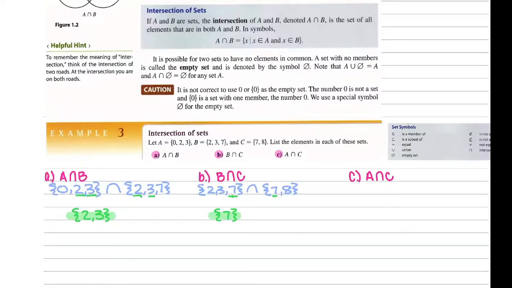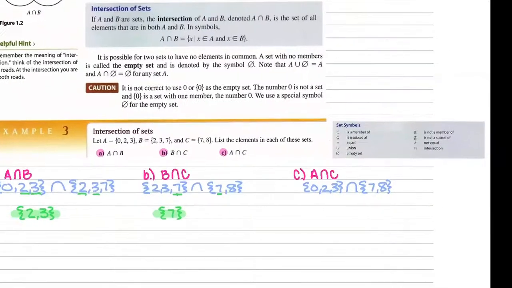For C, we have A is an intersection of C. So A, those numbers that are included in that set, are 0, 2, and 3. And then C is 7 and 8. So what are the numbers that are the same in both sets? We don't have any numbers that are the same, so this is the empty set. So it's going to be a circle with a line through it.